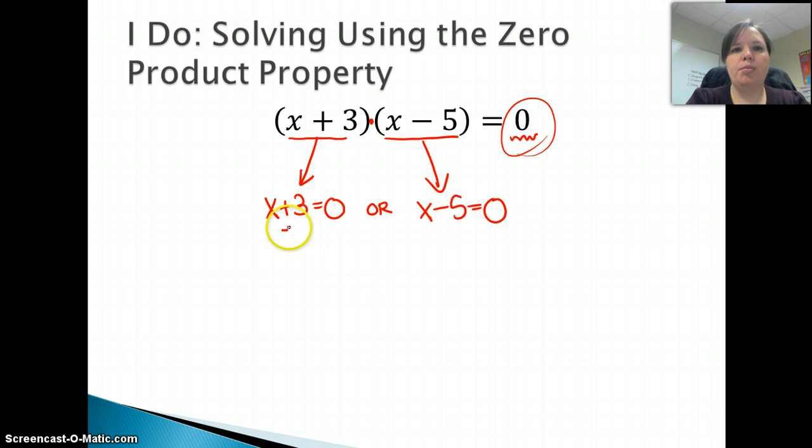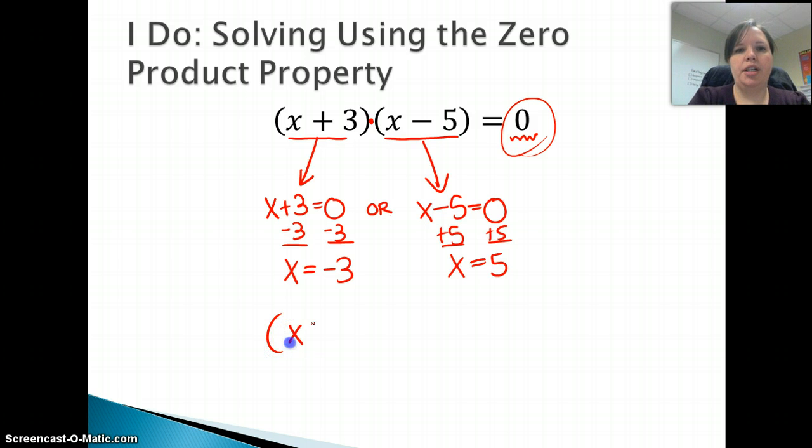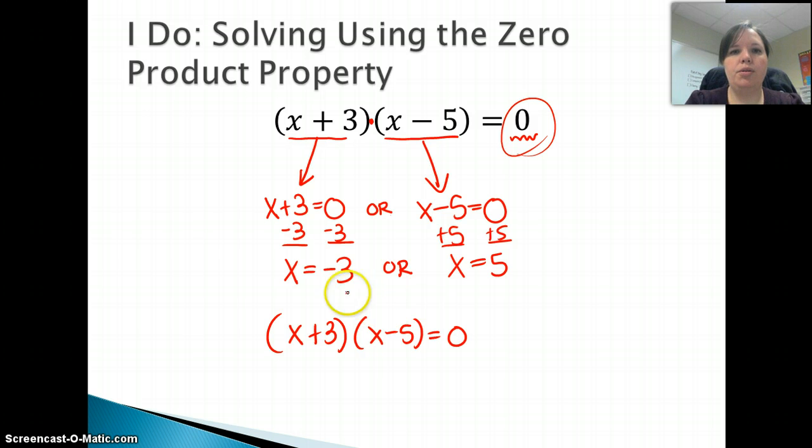So what x values? Well, I've set up two linear equations that now I just need to solve. So x could equal -3, add 5 to both sides, or x could equal +5. So if I look at my original equation, x plus 3 times x minus 5 equals 0, I'm saying either one of these answers could be the solution.